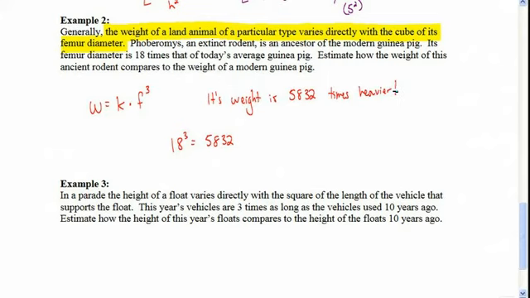So if you look at a modern guinea pig, let's say a modern guinea pig weighs, I don't know what they weigh, let's say around 2 pounds. You're looking at almost a 12,000 pound rodent. Can you imagine having to clean up the poop after that one? No thanks.